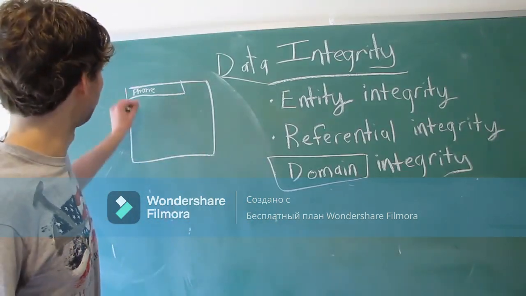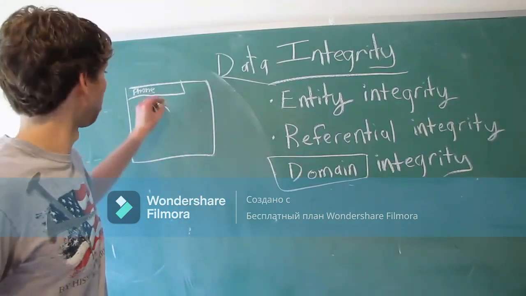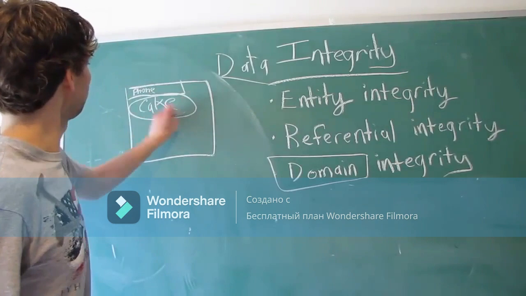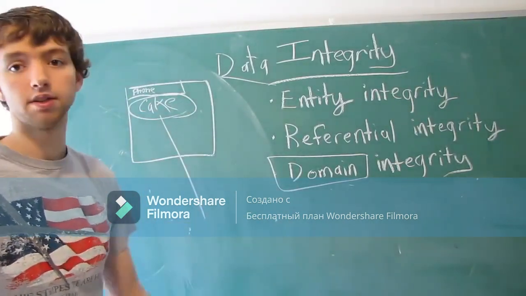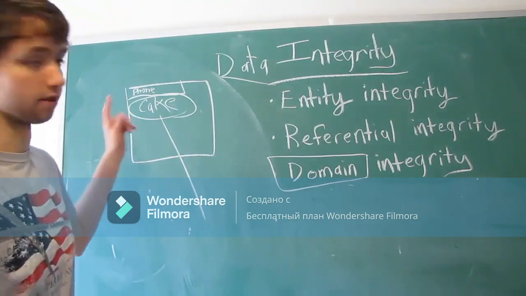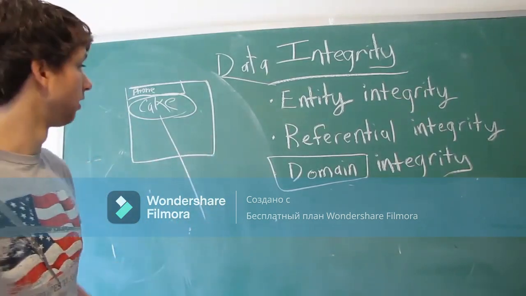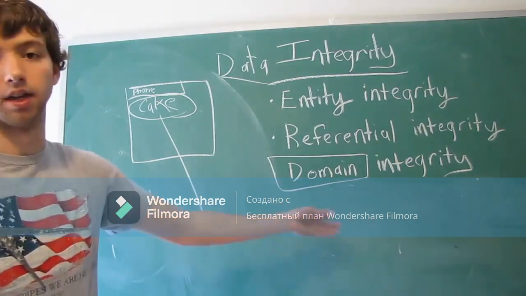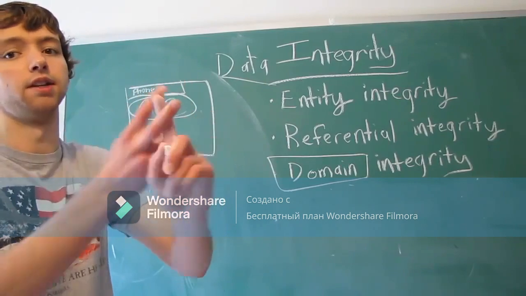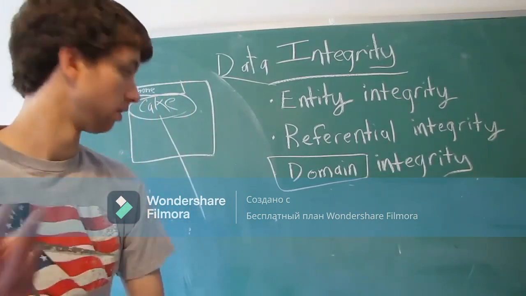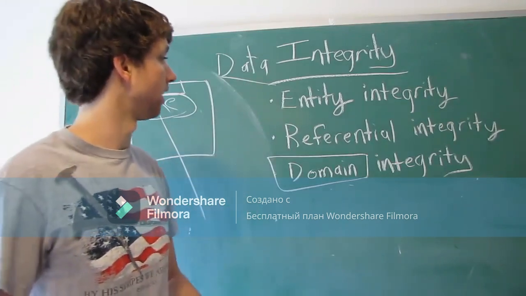So if for some reason I put the word cake in the phone number column, well, for one, this is going to cause an error if we have domain integrity, because it's not a 10-digit number. It's just a word. That's not the proper domain. It's not a digit, it's not numbers, and it's not 10 of them. So we know that's going to cause an error. So that's the basics of data integrity.